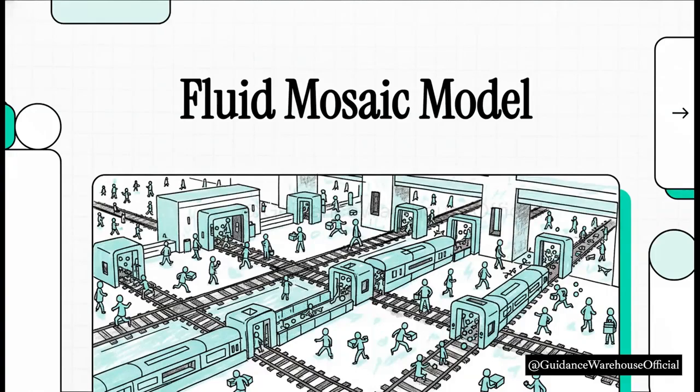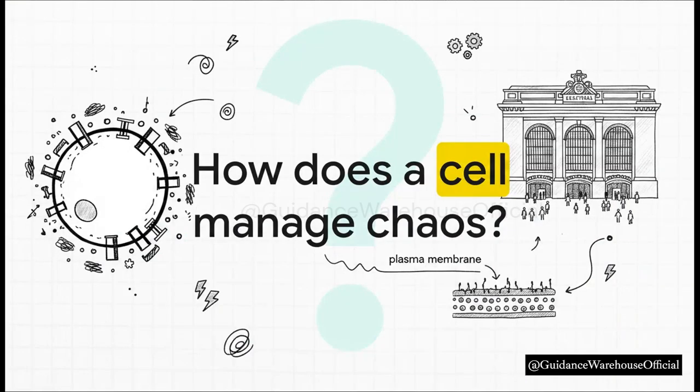Picture this: the sheer, overwhelming chaos of Grand Central Station, right in the middle of rush hour. You've got hundreds of thousands of people rushing in every possible direction. Trains arriving and departing literally on the minute, cargo getting loaded, gates constantly opening and closing. So here is the big question. How does a microscopic cell manage that exact same level of chaos without just collapsing into total anarchy?